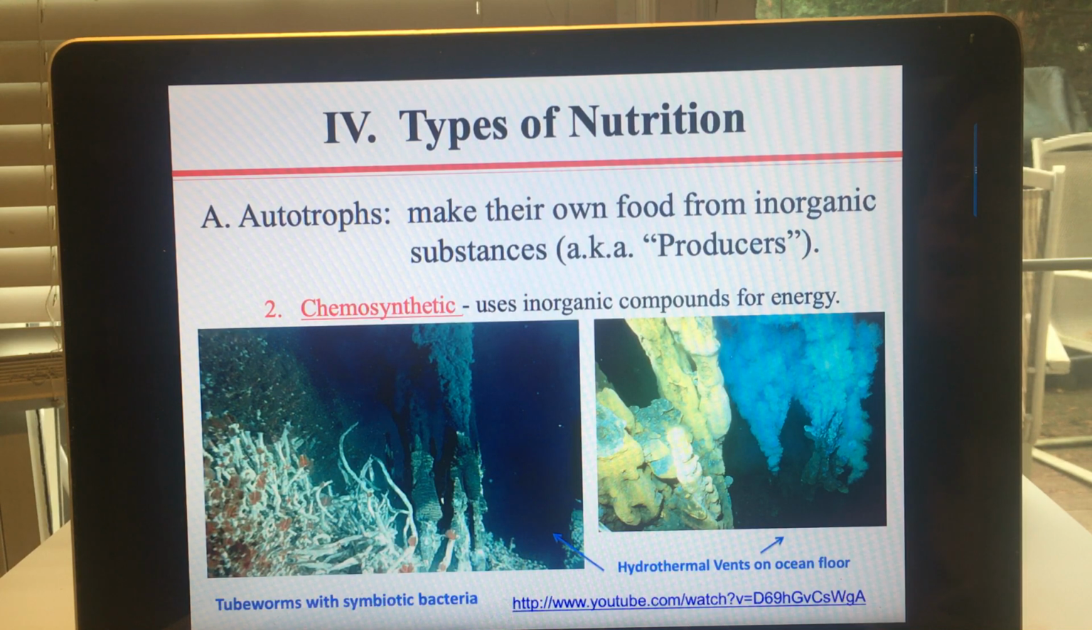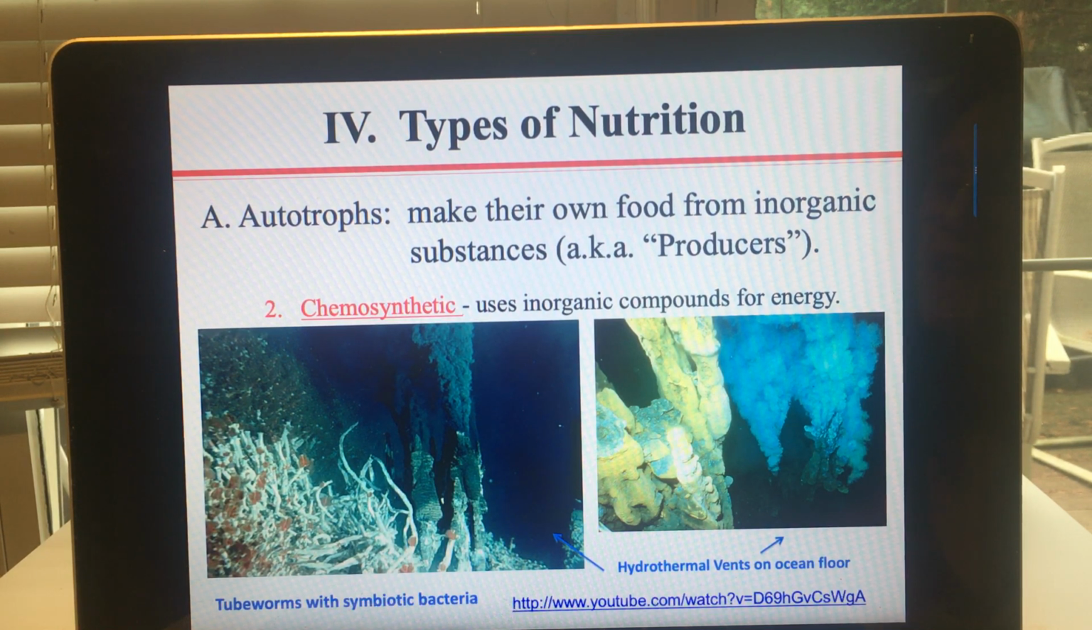Another type of autotroph are the chemosynthetic autotrophs, and they use inorganic compounds for energy, typically like methane or hydrogen sulfide. And they are always bacteria, and they typically live in very extreme environments, in places where there is no light. So photosynthesis really can't work, or wouldn't be possible.